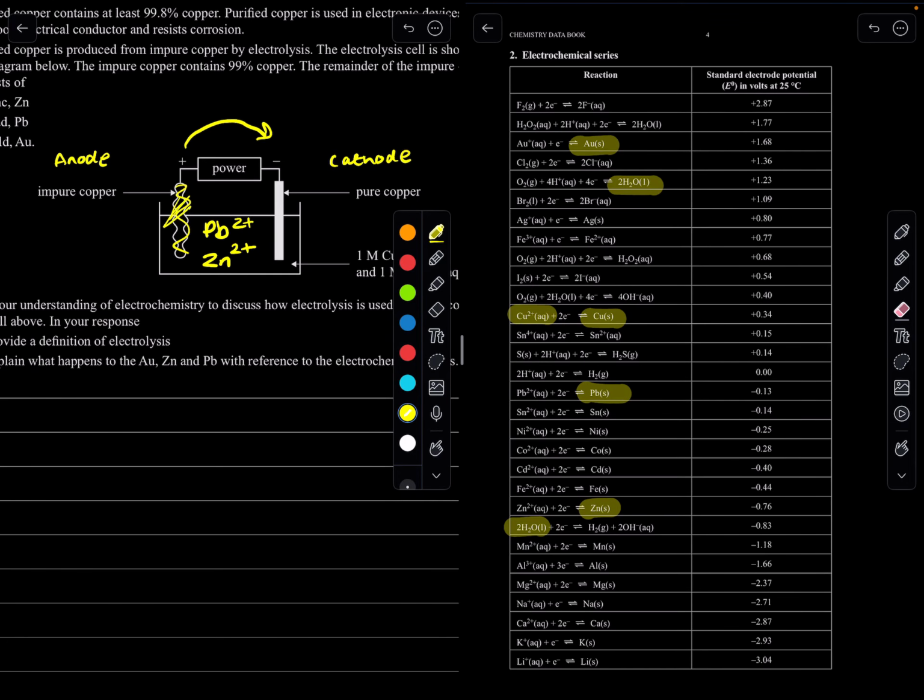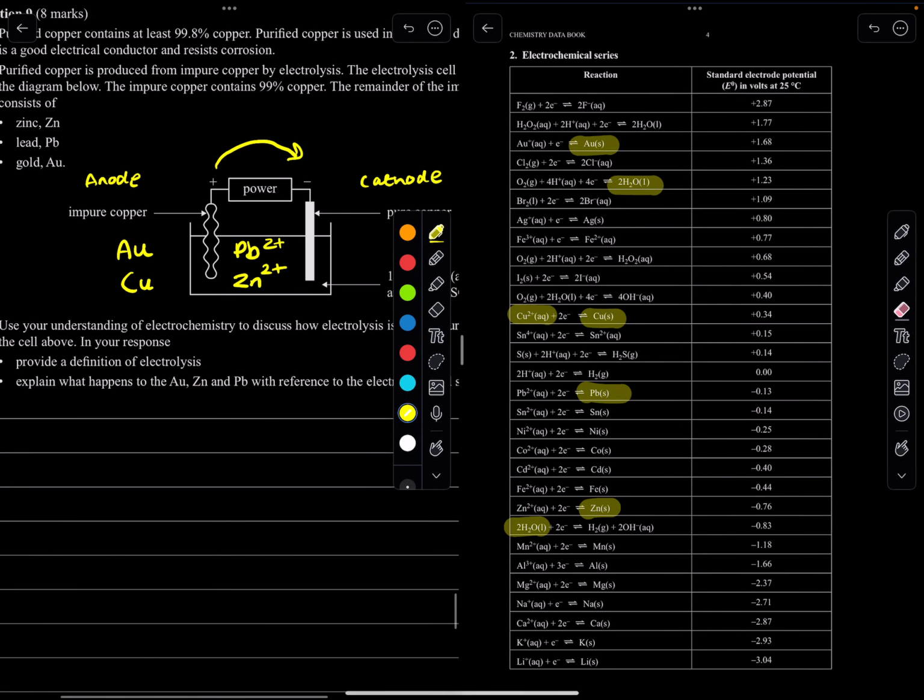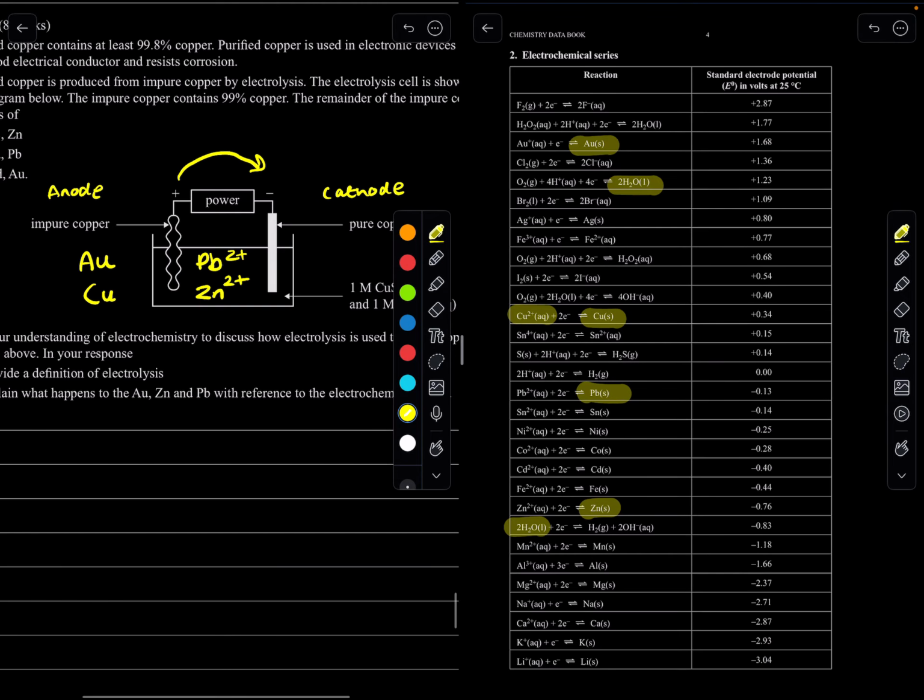Now, guess what we're only left with here? We're only left with Au and copper. You know that it's 99% copper. The next one that's strongest is the copper itself. Copper itself is the strongest reducing agent in the system, and hence it's going to form more copper 2+ ions, and hence it's going to form copper solid again, which is good. Now we are able to form that pure copper on the cathode, which is our goal. We want to make sure we only take that pure copper.